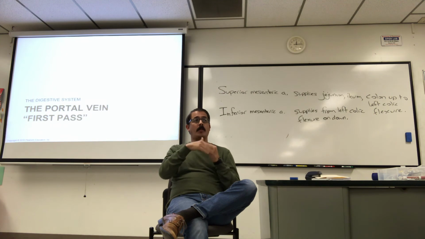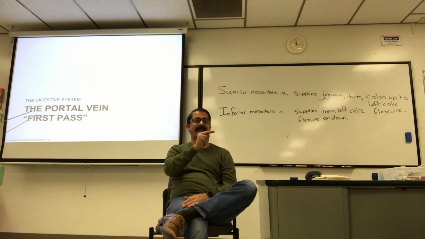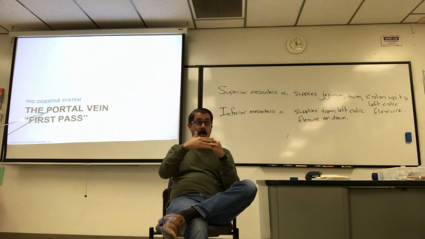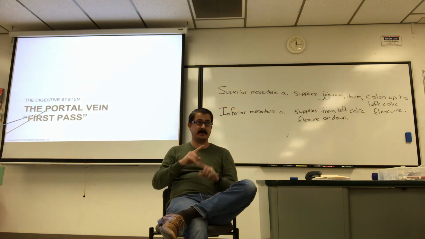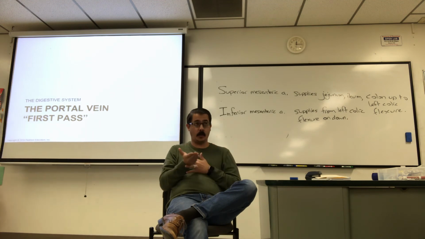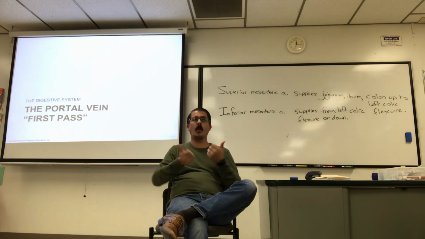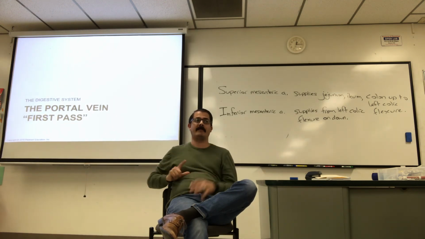The venous drainage is part of what's called portal circulation. The term first pass is often used to describe the portal vein because blood from the intestines must, quote unquote, first pass through what organ? Liver.